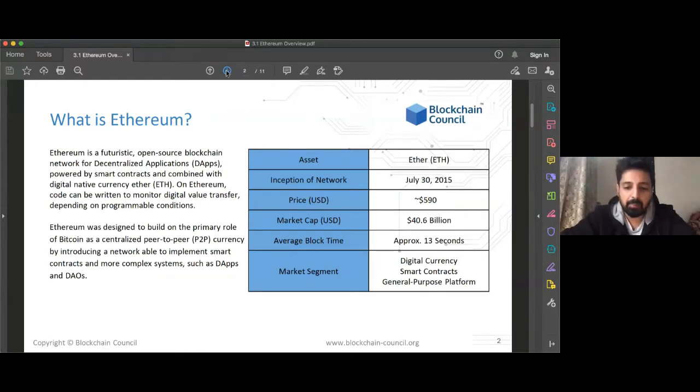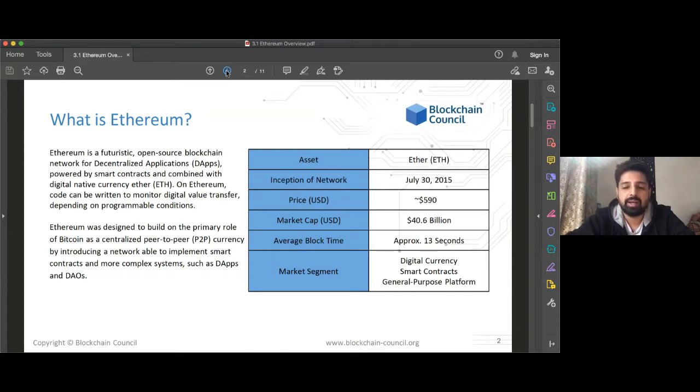Ethereum, being a public blockchain, possesses a cryptocurrency called Ether, which is denoted by ETH. The network actually started on 30th of July 2015, and right now one Ether values $590. That's because of the heavy trading in the crypto industry.